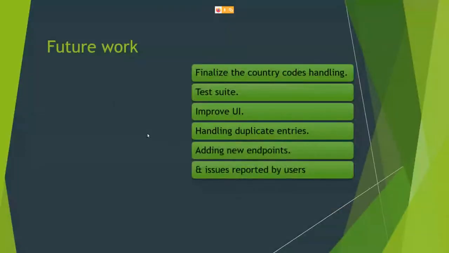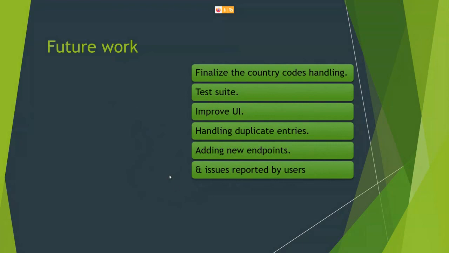Then apart from that, you can see adding new endpoints, right? Maybe there might be different needs altogether. Currently we looked into tokenization and then we looked into fuzzy search. Maybe if someone needs some other kind of endpoints, even that could be added. That could be one of the future works. And also any issues reported by users could be looked into and made into better results.